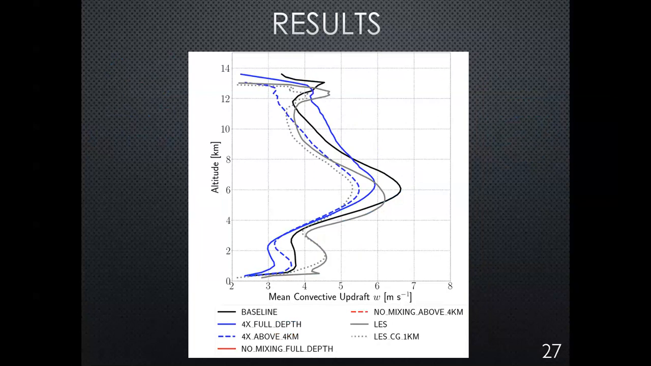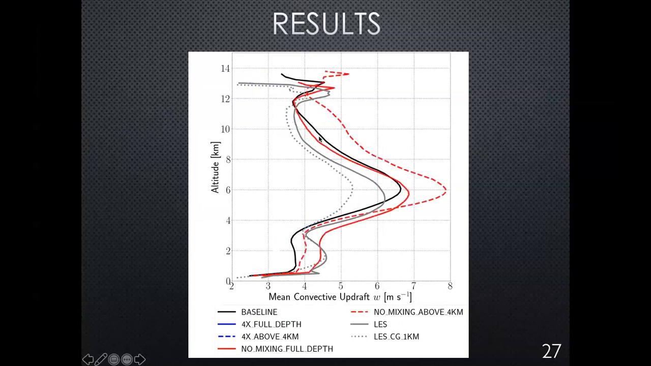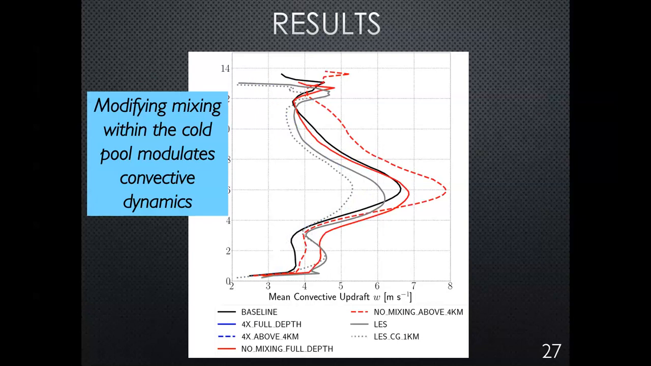So there are indirect effects when you alter the free tropospheric updrafts on the cold pool. But generally, when we keep the cold pool more similar to the baseline simulation, we get a reduction in vertical velocities throughout the full tropospheric depth when we enhance mixing. And if we turn off mixing, we get an enhancement of vertical velocities relative to the baseline throughout the full tropospheric depth.